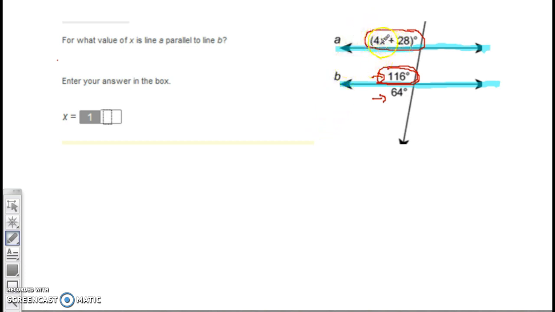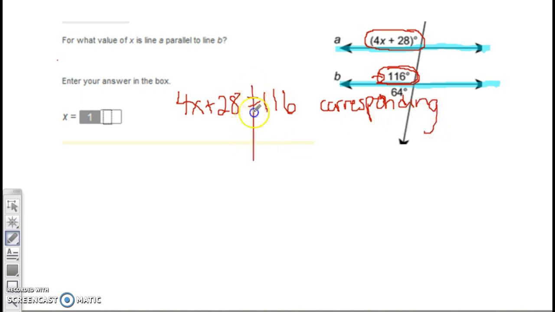All right, so because those are corresponding angles, they have to be congruent. So 4x plus 28 has to equal 116, again because those are corresponding. And then I can solve for x. So I'm going to subtract 28 from each side because those would cancel. And then 116 minus 28 would give me 88.